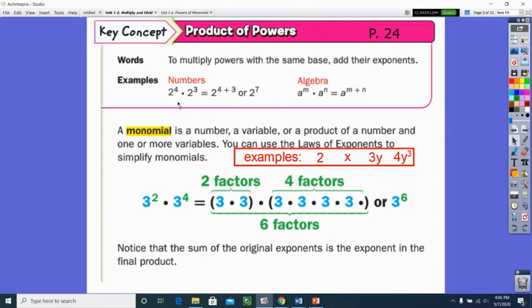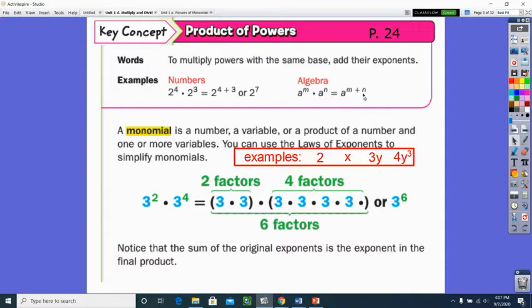So if we go back up to this example, notice the common base. Both of these powers have a base of 2. 2 to the 4th times 2 to the 3rd, we write the base and add the exponents. So this expression has 7 factors of 2. And that's how we write it using the law of exponents or the rule of exponents.